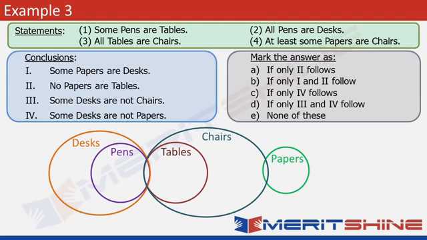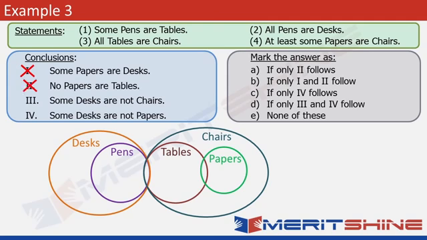Look at the conclusions now. 1. Some papers are desks. It does not follow. We can see from the figure. 2. No papers are tables. We can very clearly see from the figure that papers can be tables. The only condition on papers is given in statement 4, that some papers are chairs. So without violating it, we can do something like this. So papers are still chairs, but papers are now intersecting with tables. So it means that conclusion 2 does not follow.